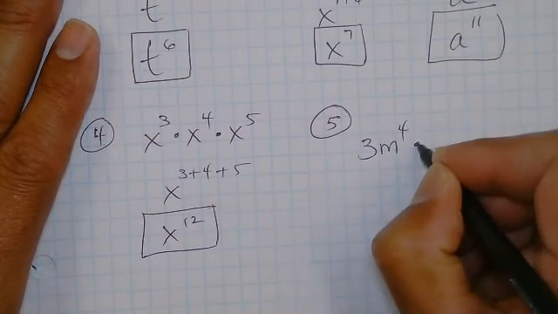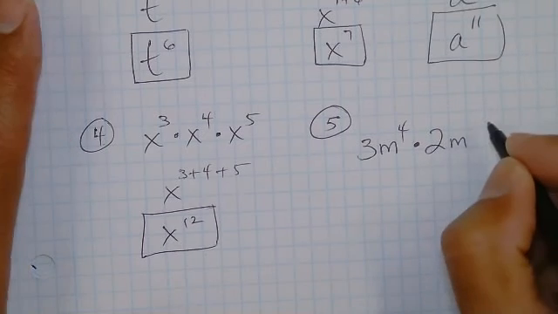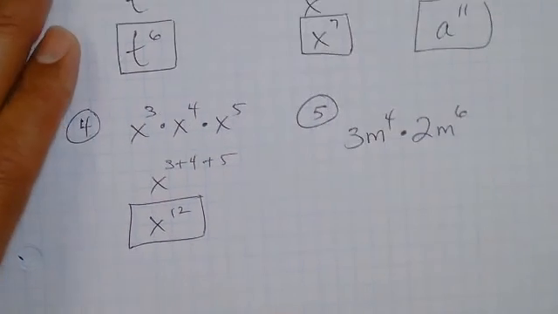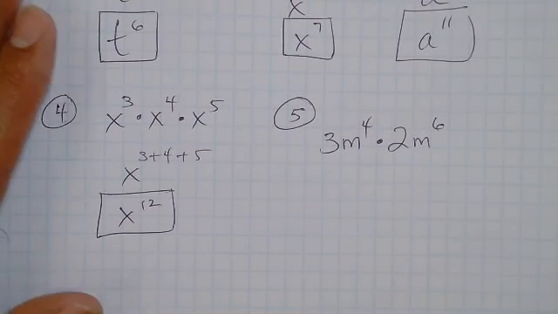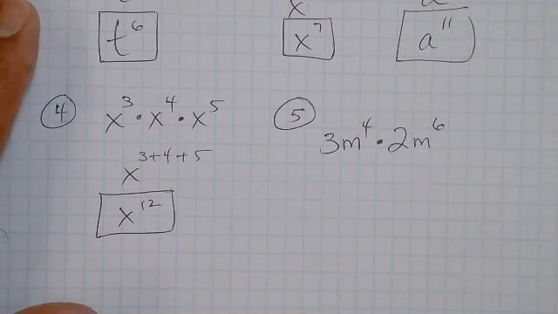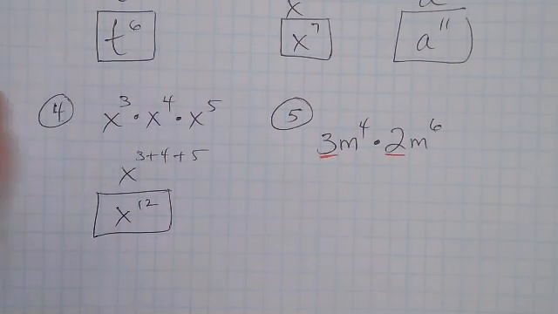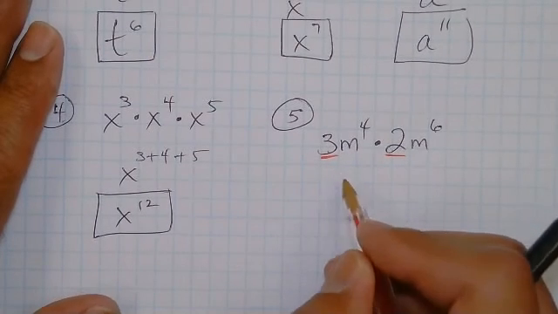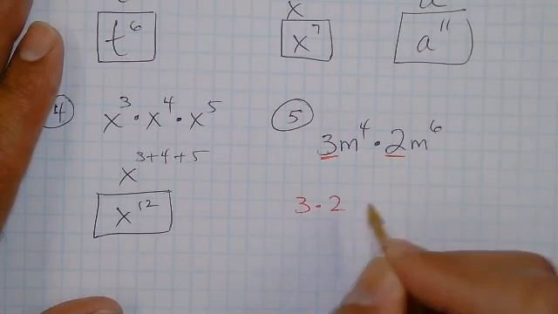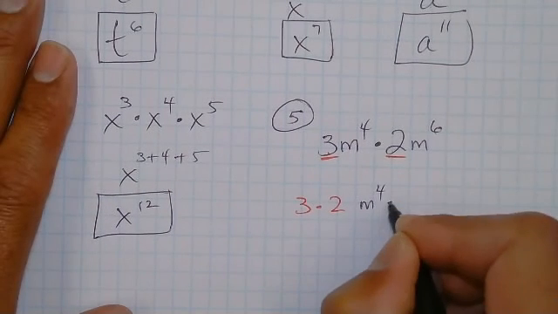What do you do with this? 3m4 times 2m6. Now what if you have numbers and then variables? The numbers are going to multiply with the numbers. These coefficients, they call them coefficients, these numbers in front. The 3 and the 2 are going to multiply the way you multiply numbers, because those are whole numbers.